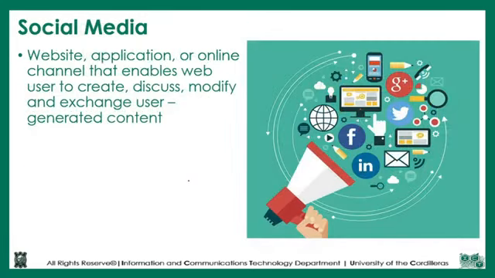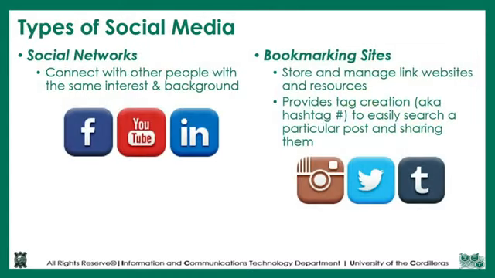We also have social media. I'm sure it is something most of you, if not all of you, are familiar with. This is an application that allows you to share and browse content online. There are many types of social media. We have social networks, where you can connect with other people who have a similar interest or background. We have Facebook, YouTube, LinkedIn. For bookmarking sites, we have a tool to help manage links, websites, and tags. Examples are Instagram, Twitter, and Tumblr, with hashtags.